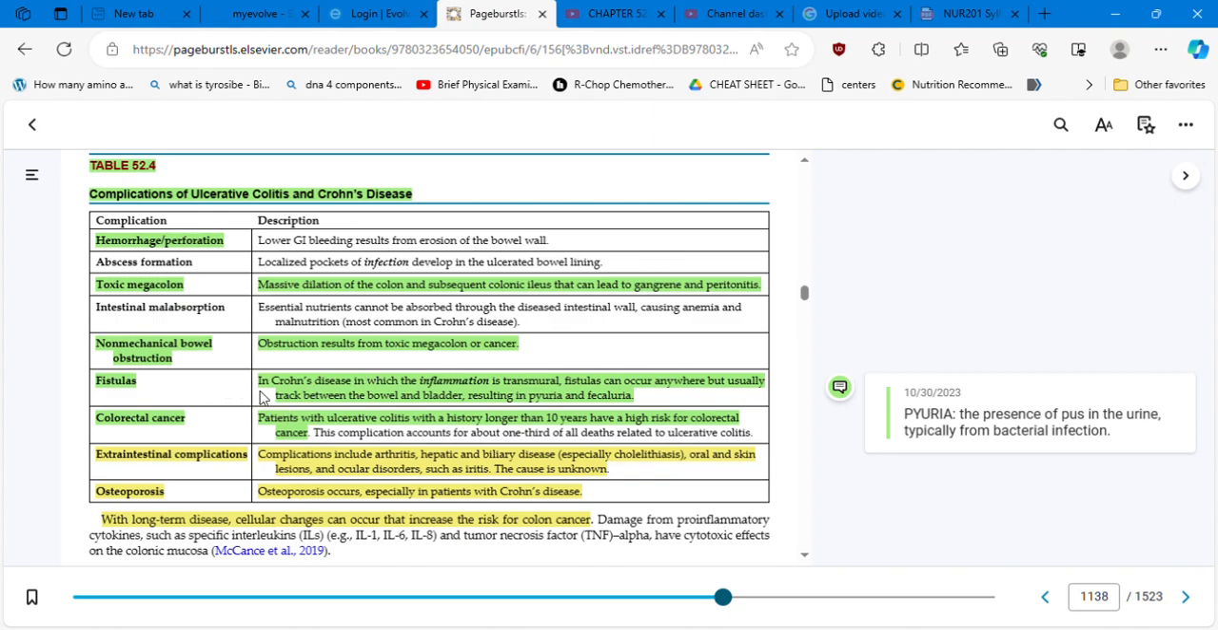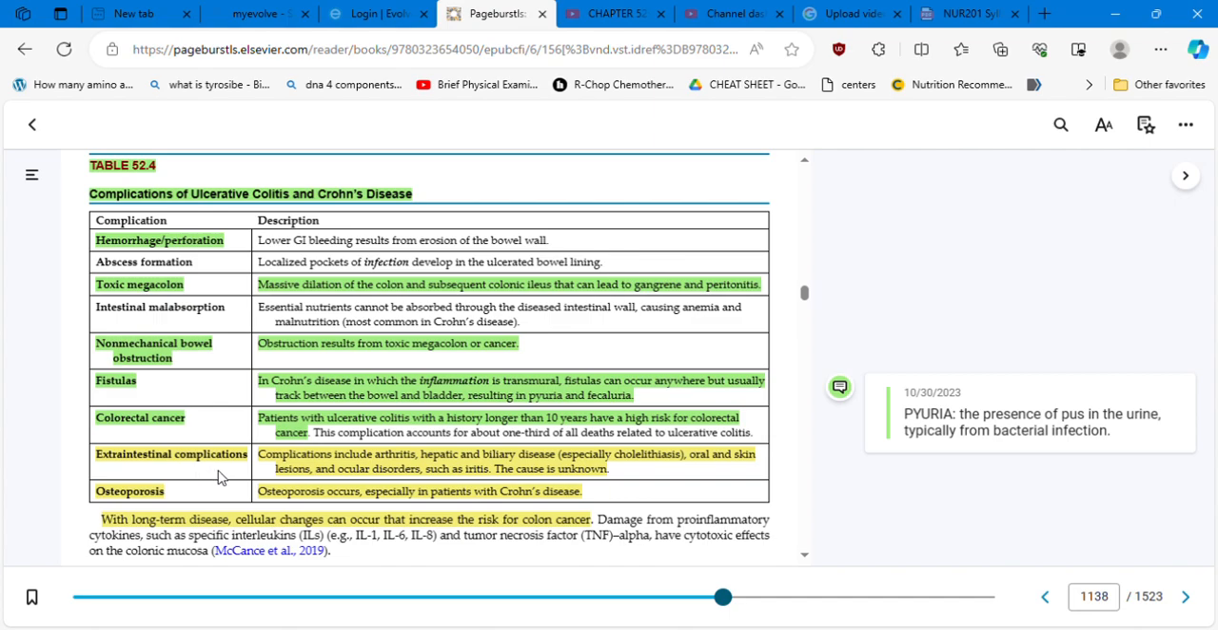Fistulas. In Crohn's disease, in which the inflammation is transmural, fistulas can occur anywhere, but usually track between the bowel and bladder, resulting in pyuria and fecaluria. Colorectal cancer. Patients with ulcerative colitis with a history longer than 10 years have a high risk of colorectal cancer.